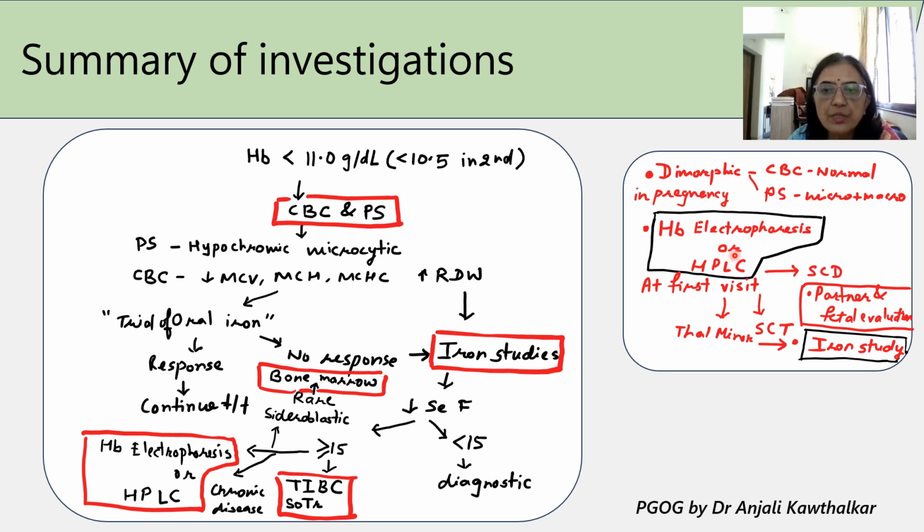And hemoglobin electrophoresis and HPLC need not be done in non-responders only. It can be done at the first visit wherever sickle cell disease or thalassemia is more commonly prevalent. If sickle cell disease is there, then we need to treat the patient accordingly and do the assessment of the husband also. And if it is thalassemia minor or sickle cell trait, then we need to do iron studies. The reason is nutritional deficiencies are common and iron supplementation is necessary in thalassemia minor or sickle cell trait.